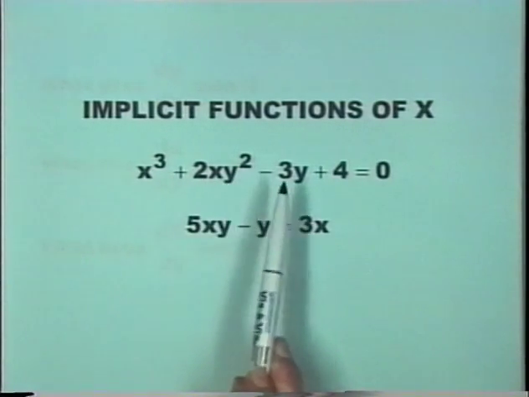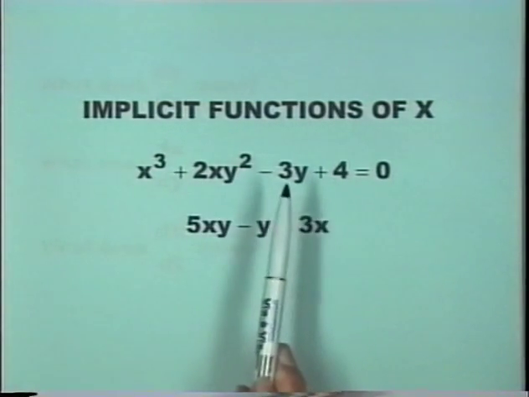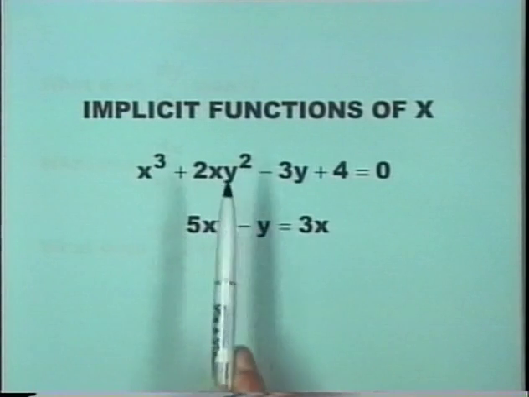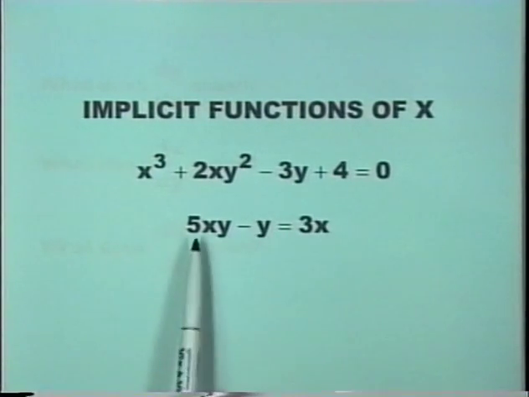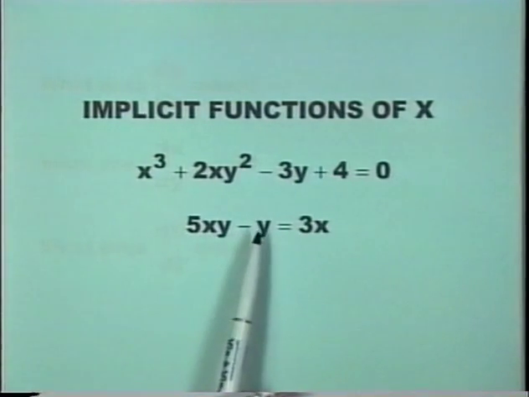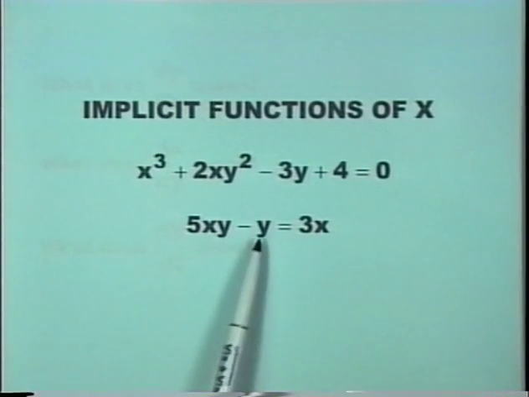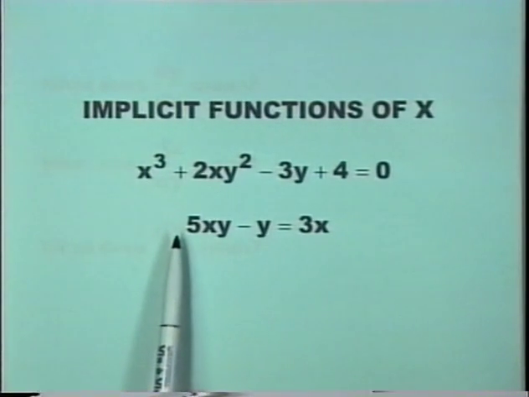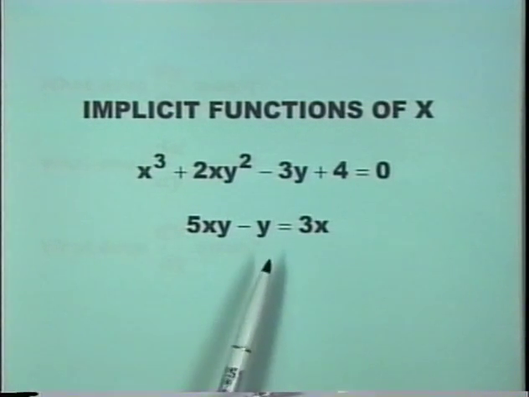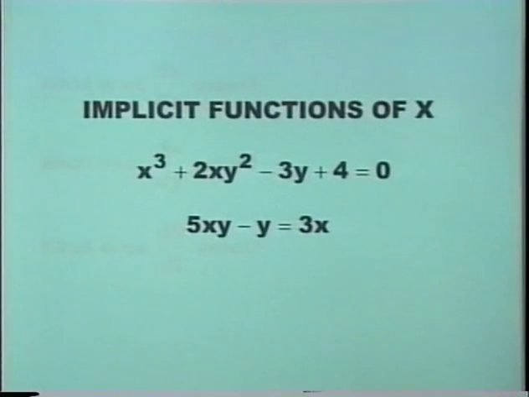So we call this an implicit function of x. Y is still a function of x here, but it's implicitly defined. Here's another one: 5xy minus y equals 3x. Now on this one, you could factor out the y and divide and write it in an explicit format. But in the form that it's in, it's written in what we call an implicit form.